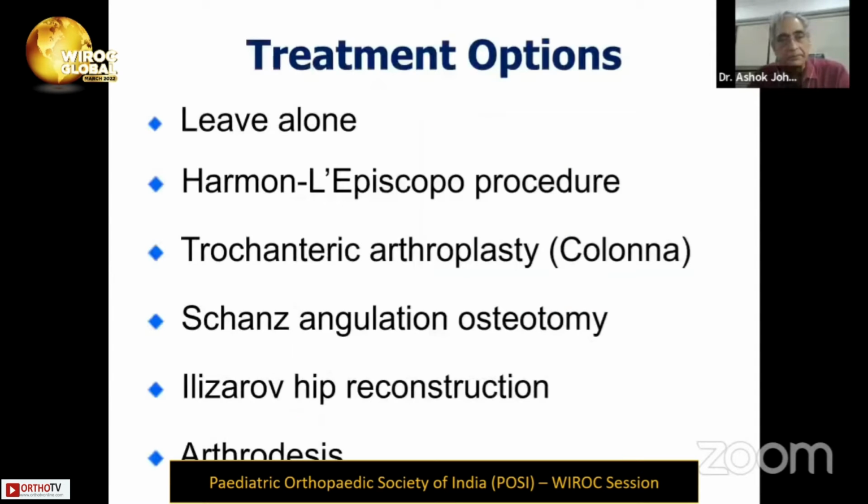You could leave the patient alone. If the lurch is not much, you could leave the patient alone if his range of motion is good. Or you can do one of the trochanteric arthroplasties. Different trochanteric arthroplasties have been described, and these can be done. Or one can do a pelvic support osteotomy of the Shyam's or the Ilizarov variety. Arthrodesis is not commonly practiced, but has been listed as one of the options in the older literature.